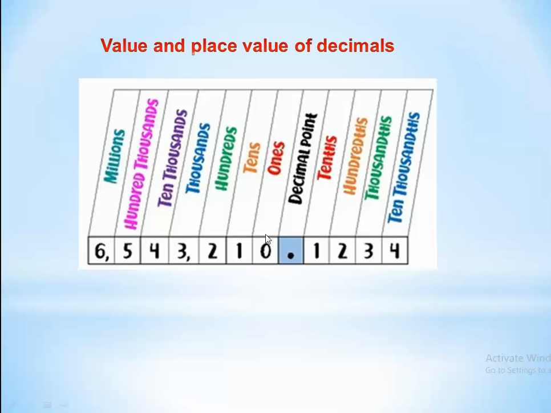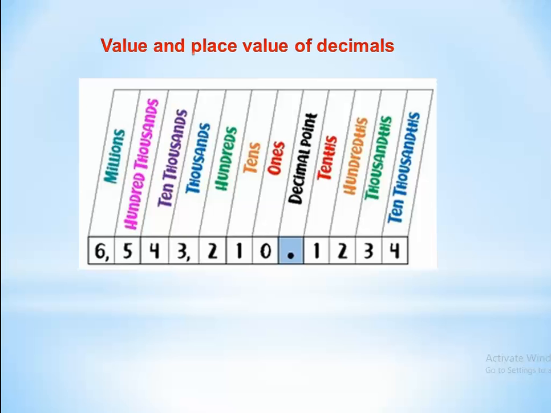Okay, but the number before the decimal point, it's a normal place value. Unit, tens, hundred, thousand, 10,000, 100,000, and million. Okay, let's see the values.